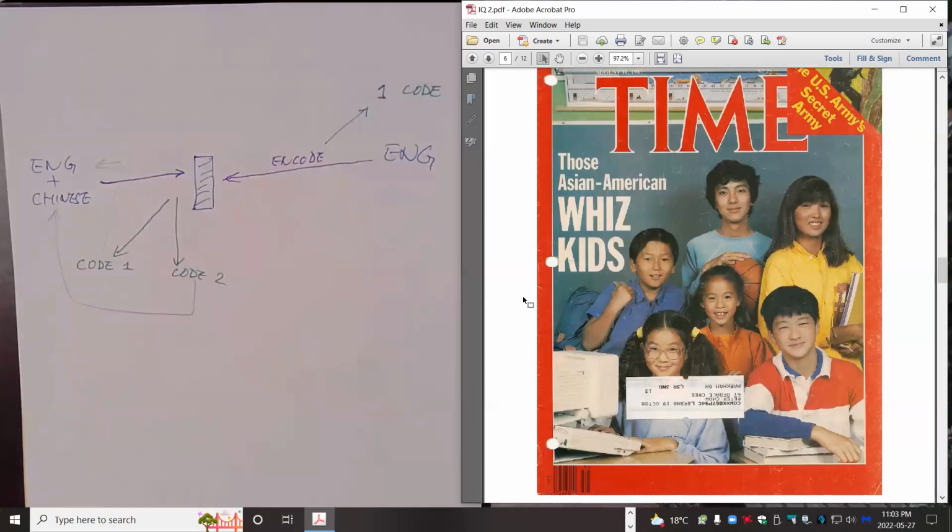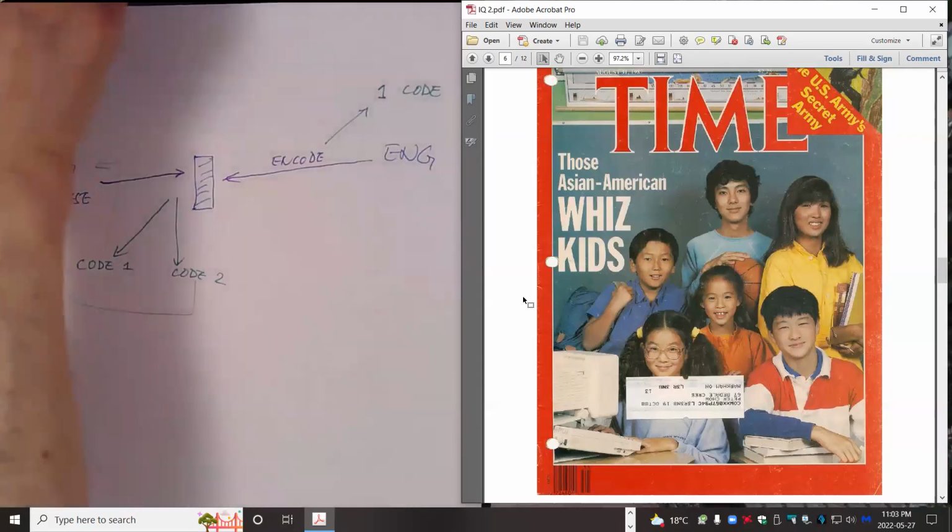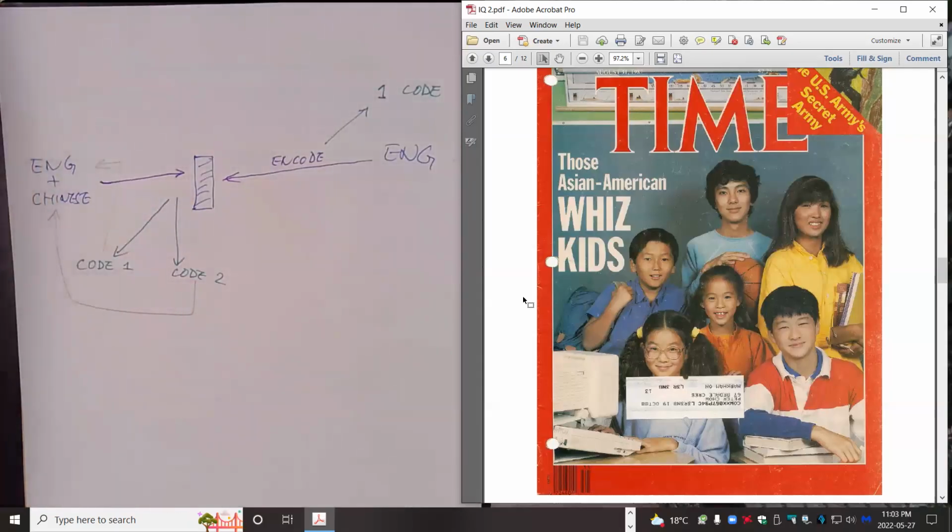Okay, so the theory goes like this: in general, these kids have more codes than their classmates, their English-speaking classmates. All right, well, that's the theory.